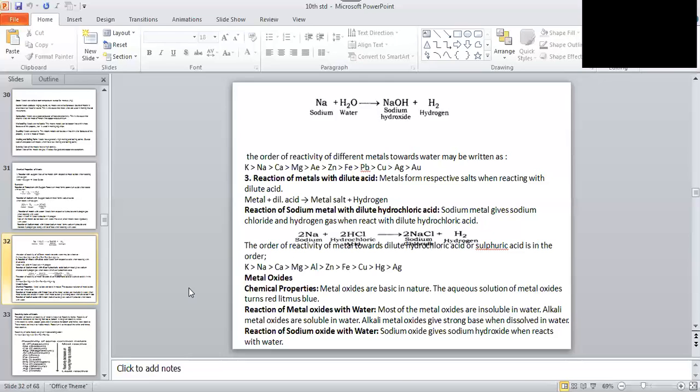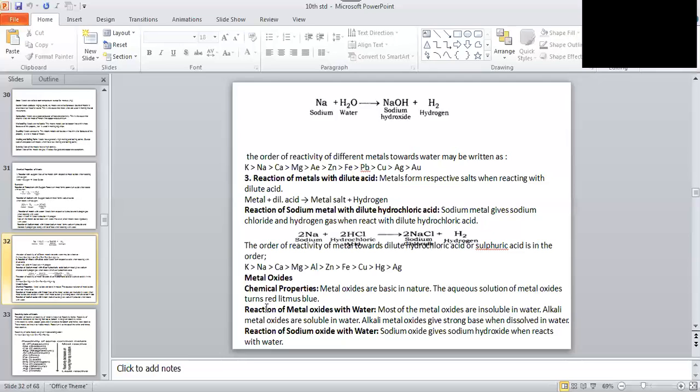Then metal oxides and their chemical properties. Metal oxides are basic in nature. Basic means it turns red litmus blue. An aqueous solution of metal oxide turns red litmus blue. So that indicates the basic nature of metal oxide.